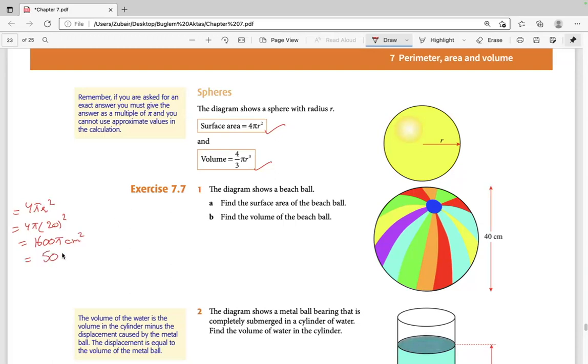5026.5. Okay, now do one thing. State the degree of accuracy yourself, decimal place or significant figure, anything, and we'll write the answer. Degree of accuracy, like how accurate my answer is? Now what should we do? You're the examiner. You're asking to write your answer up to how many significant figures?